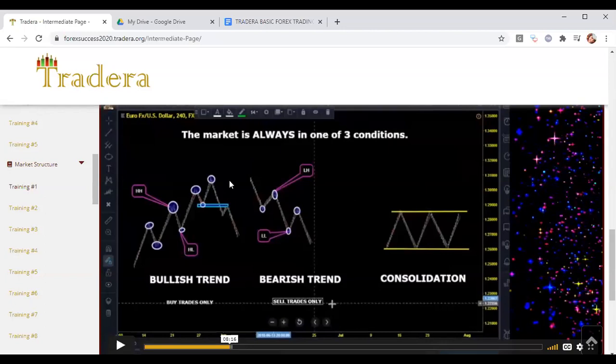The only way it can be volatile is if it's making higher highs and higher lows, or lower lows and lower highs. Here it's not. They're equivalent. It's making a high, but this high is not higher or lower. This low here is not lower than this one. It's just equivalent. It's just going sideways.